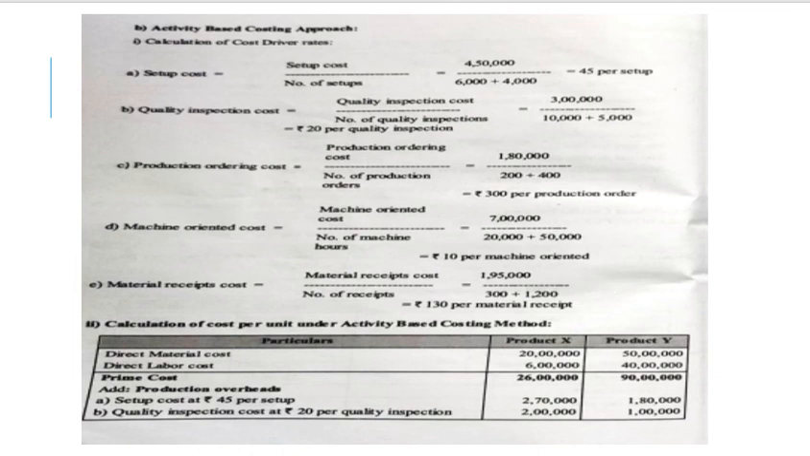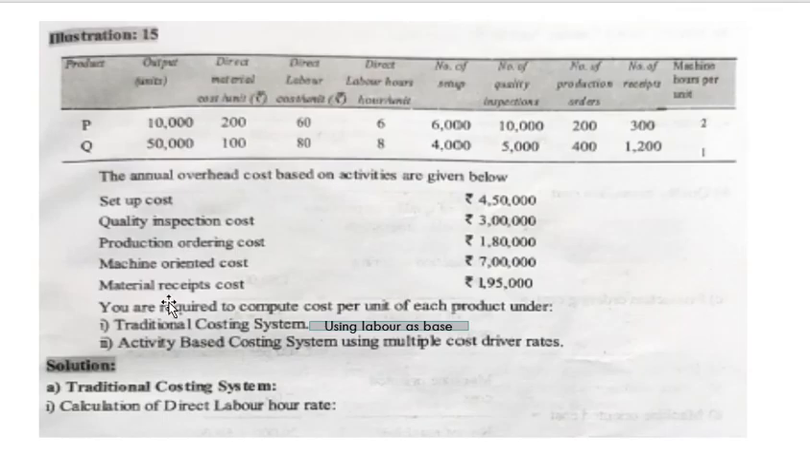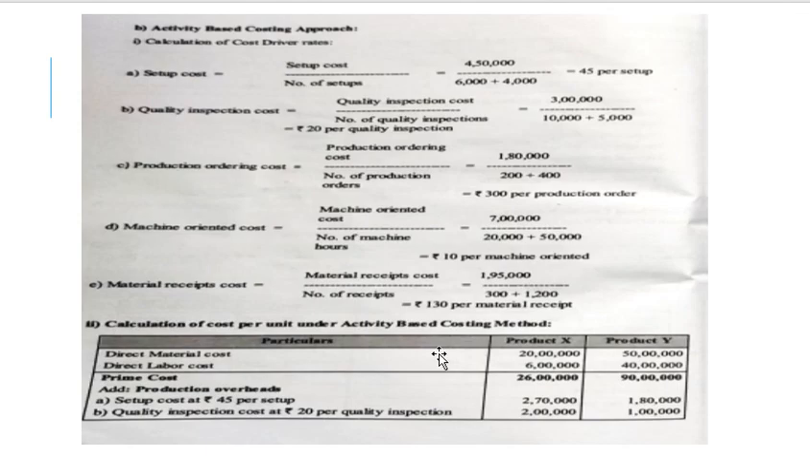So the next is material receipt cost, which is 1,95,000. The cost driver which is given is number of receipts, which is 300 for P, and for Q it is 1,200. So the total is 1,500. So 1,95,000 divided by 300 plus 1,200, which will give you rupees 130 per material receipt.